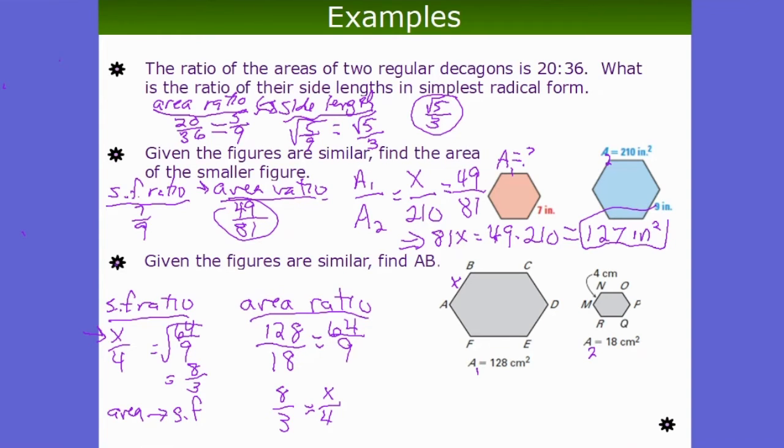And then fairly simple, cross product: 3x equals 32, which means x is 32 over 3, which is approximately 10.7 centimeters. And I'm just rounding to the nearest tenth, but you can round differently if you want. Okay, so that's how we can use these things.